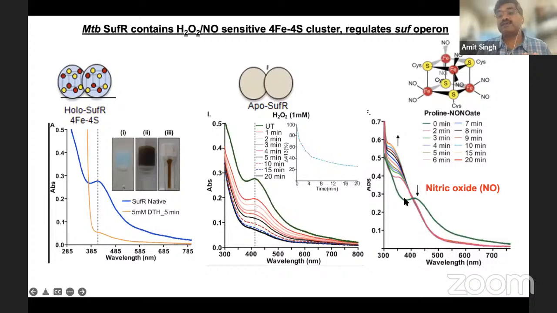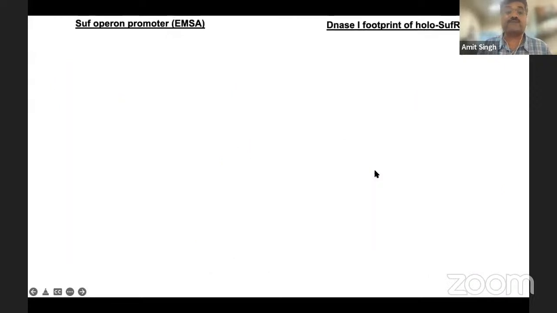And you will see that in the spectra, it's very easy to characterize. This is a spectrum of the holoform, the 4 iron 4 sulfur cluster protein, so far. When you treat with nitric oxide, you will see that this spectral feature is gradually lost in a time-dependent manner. And you will see an increase in shoulder around 315 or 350, with a clear isosbestic point. And this signifies the formation of DNIC on this protein. And we have verified these spectral changes by another sophisticated technique, EPR, also.